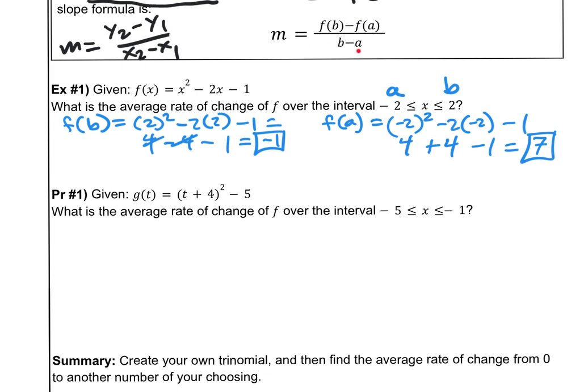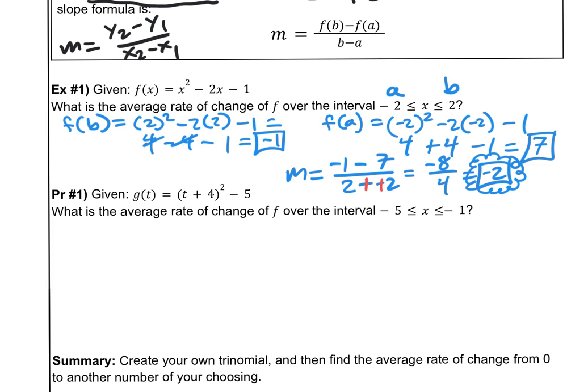Well, now I have all the pieces, so let's just go ahead and plug it into this equation. My average rate of change, or my slope between these two points, is f of b, which we know to be -1, minus f of a, which we know to be 7, over b, which we know to be 2, minus a, which we know to be -2. A couple things here. Whenever we have a double negative, it turns into adding, so we're going to just think of that as adding. So -1 and -7 makes -8. 2 plus 2 makes 4. -8 divided by 4 makes -2. So the average rate of change here is -2.